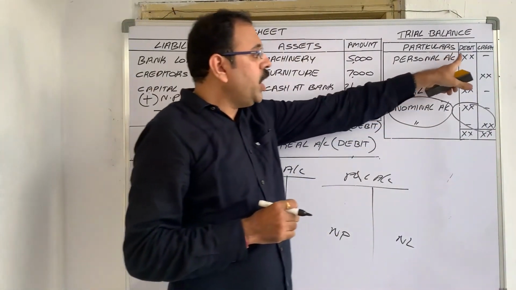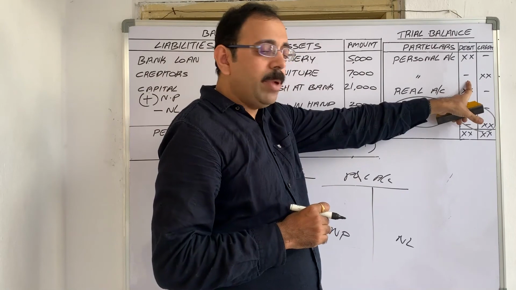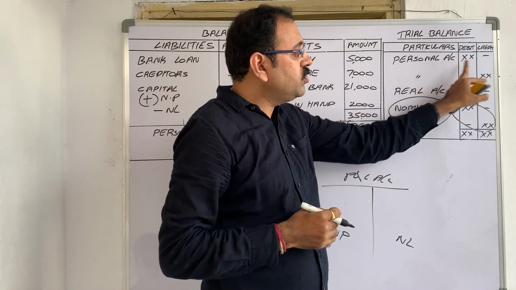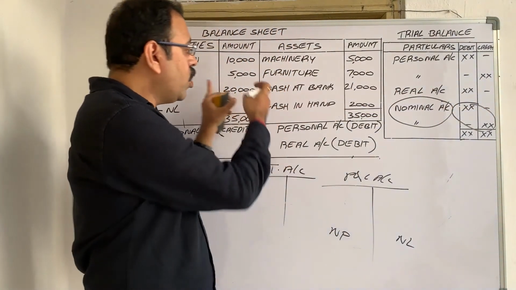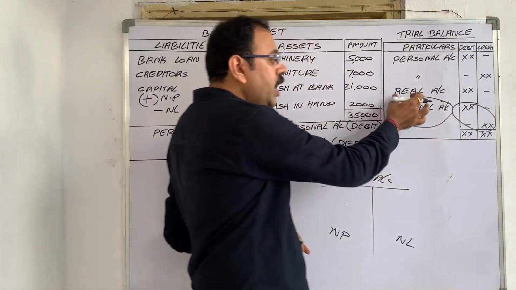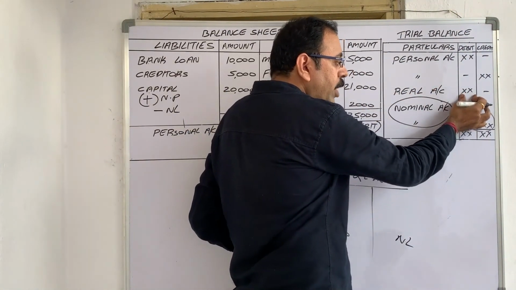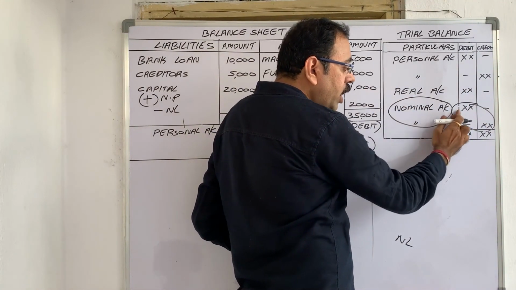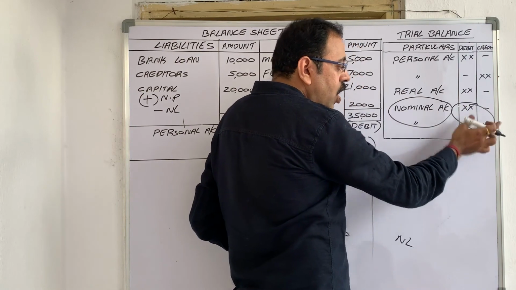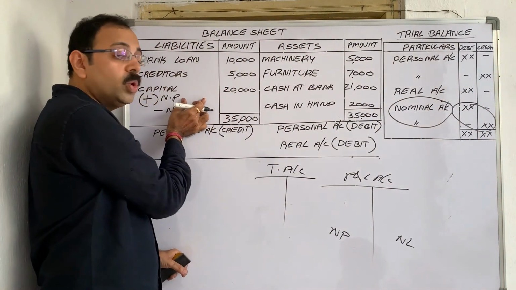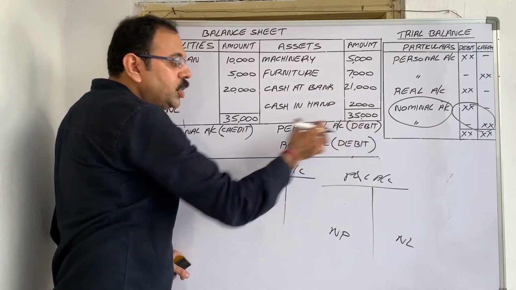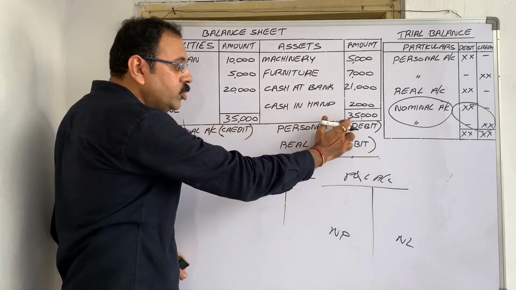Therefore, personal accounts which are showing a debit balance we are recording on the asset side. Personal accounts which are showing a credit balance we are recording on the liability side. Real accounts which are showing a debit balance we are writing on the asset side. And the nominal account debit and credit difference also we are adjusting to capital. Therefore, when you total the balance sheet two sides, the total amount should be the same.